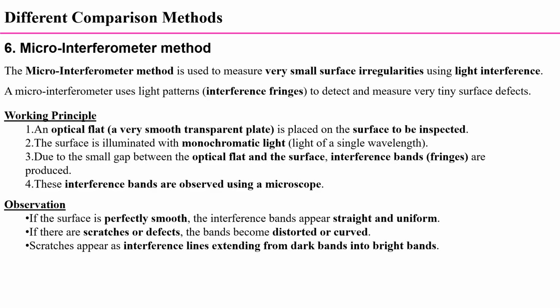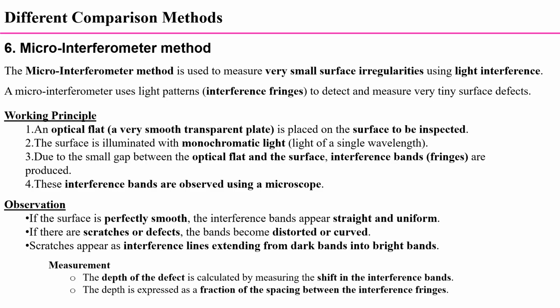If the surface is perfectly smooth, then the interference bands appear straight and uniform. If there are scratches or defects, the bands become distorted or curved, and the scratches appear as interference lines extending from the dark bands into the bright bands. The depth of the defects is calculated by measuring the shift in the interference bands, and the depth is expressed as a fraction of the spacing between the interference fringes.